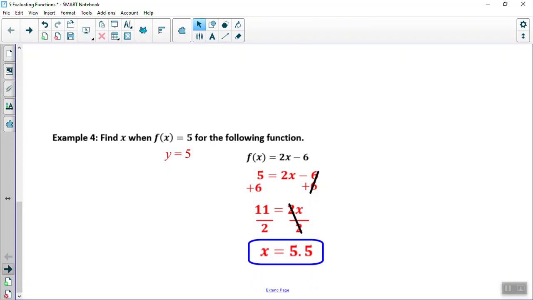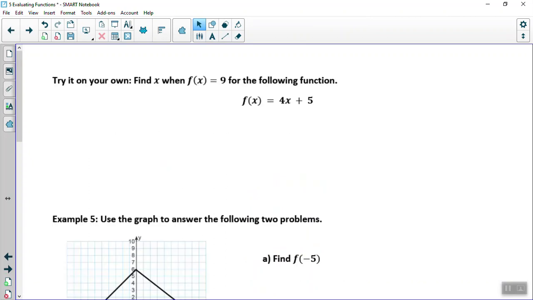All right, let's go on to the next page. I want you to try this one here on your own. Go ahead and pause the video now.